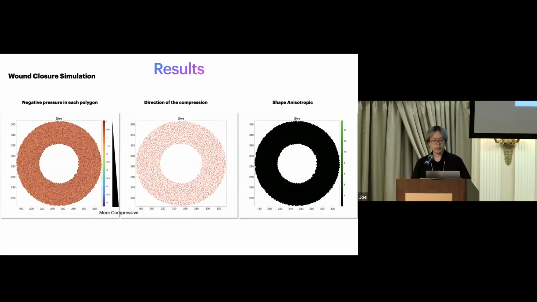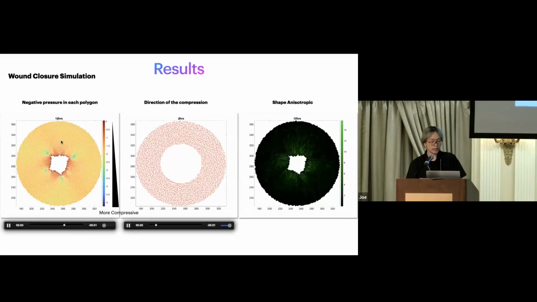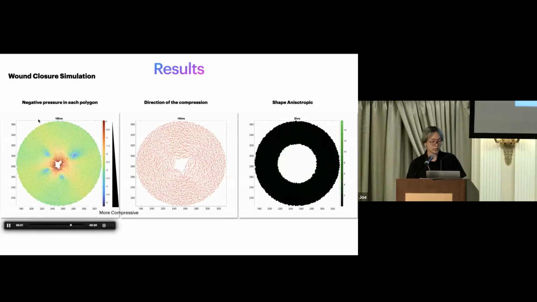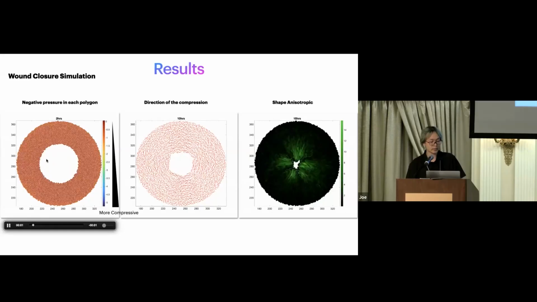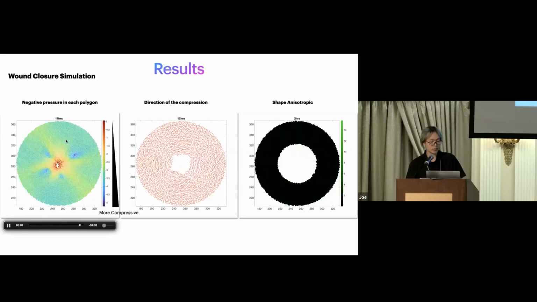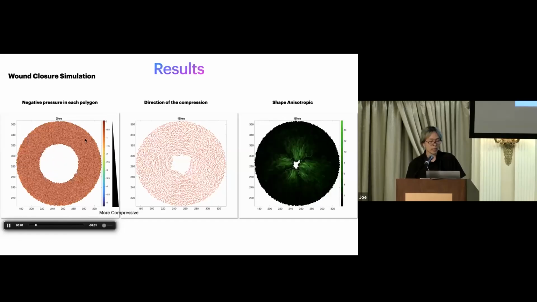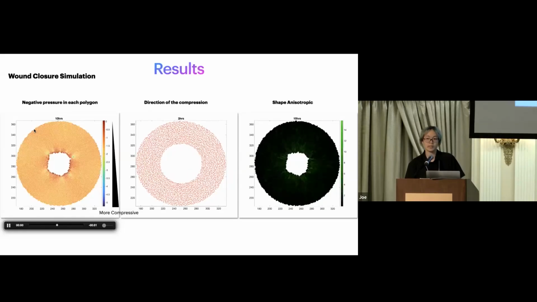All right, so here are our results. This is the wound closure simulation. Let's start with the left one here. This is a wound closure. I basically started with a ring structure of the tissue. And then on the outer boundary here, I have the vertices fixed, so they are not moving.